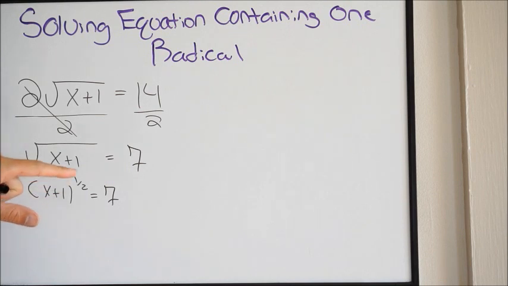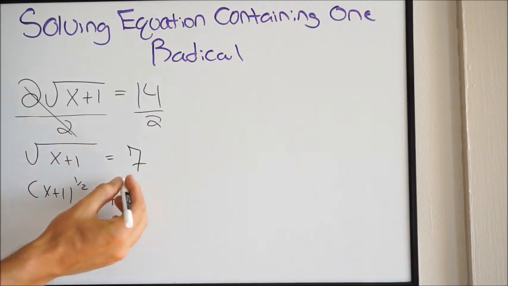If we square both sides, right? If I square this side, right, what's going to happen? It's going to be 2 divided by 2, which is 1. Right, and this will be to the first power, right? Essentially, I'll get rid of it, right? And same thing on this side.